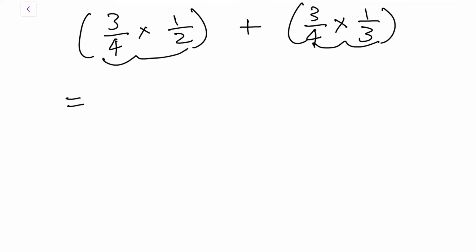Are there any common factors between numerator and denominator? Nothing. So you can directly multiply the numerators, that is 3 into 1 is 3, and multiply the denominators, 4 into 2 is 8. That is done. Now let's work this out.